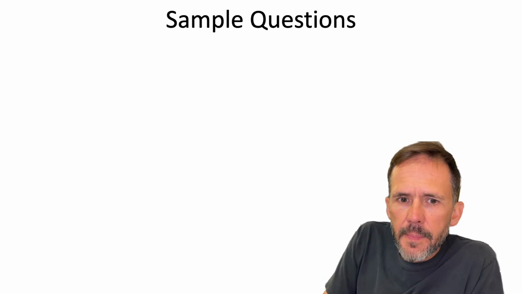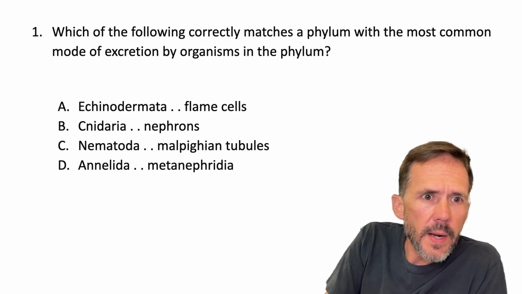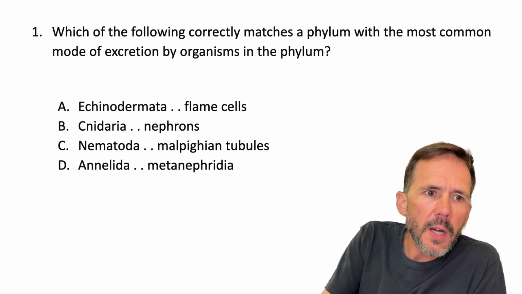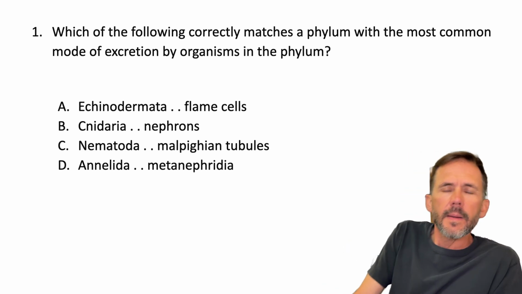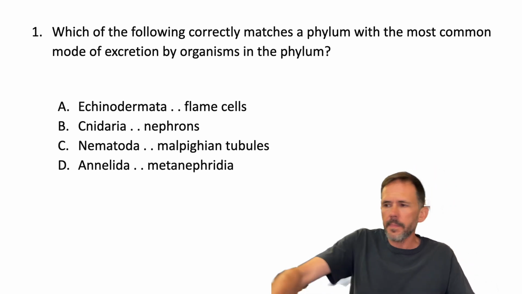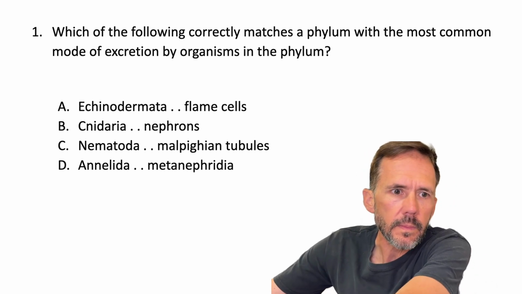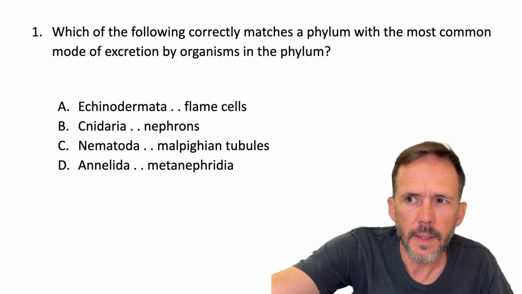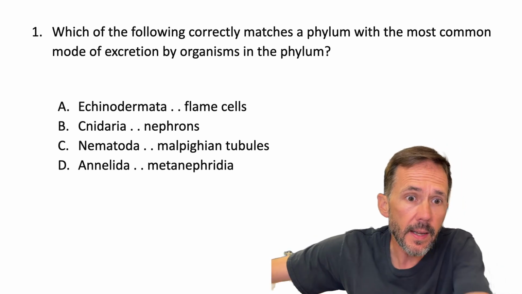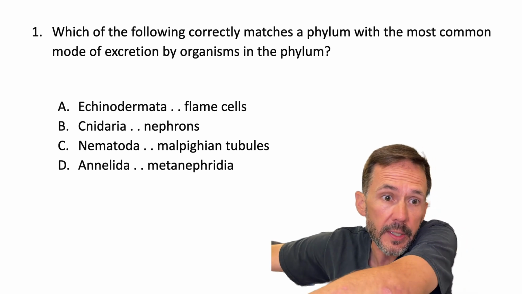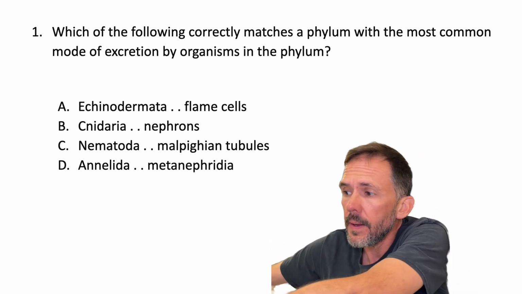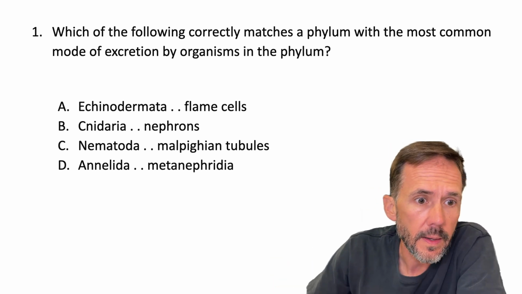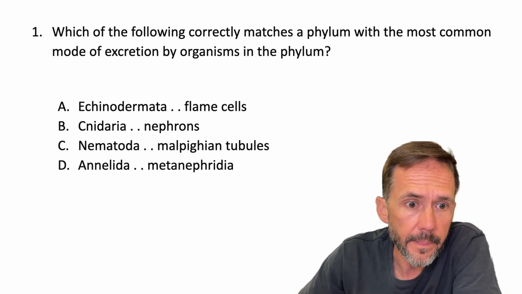Let's move on to the sample questions. First one, which of the following correctly matches a phylum with the most common mode of excretion by organisms in the phylum? So the correct answer here is D. These are all modes of excretion, right? But the only one aligned with the correct phylum, right, is Annelida with Metanephridia.